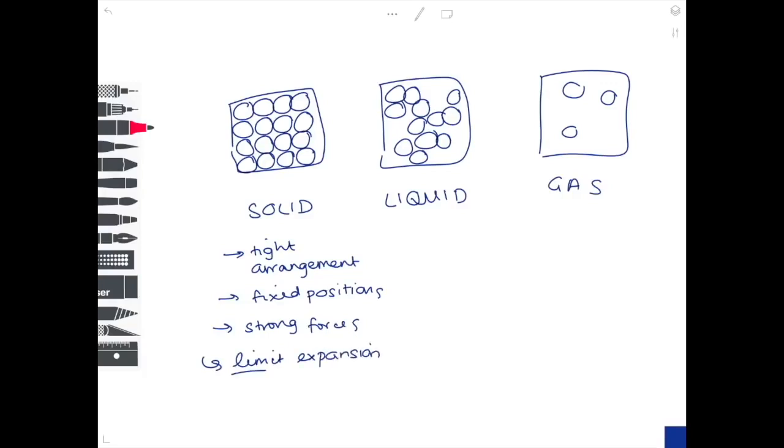However, with liquids and gases, there's far more space around the particles, particularly with gases. Look at all this space. Again, with liquid, far more space compared with the solids. Notice that they have weaker forces between the particles, less fixed positions, and then you can see greater expansion can take place.